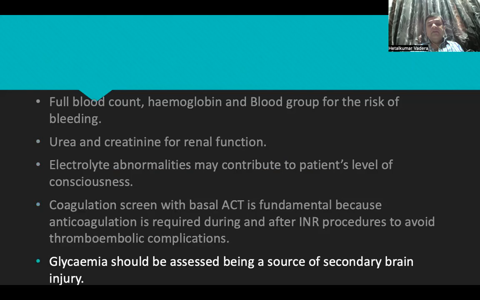Glycemia should be assessed, being a source of secondary brain injury. If the patient has severe hyperglycemia or hypoglycemia, then it can lead to secondary brain injury. So we should look for it. We should go for ECG and echo whenever possible. Nowadays ECG doesn't take much time, and even for echo, many anesthesiologists are getting trained with point of care ultrasound, and they can easily do an echo within a minute or so. So if you are trained in focused echocardiography, you should at least look for LV function and any other abnormality in the patient so that you can manage the anesthesia accordingly.